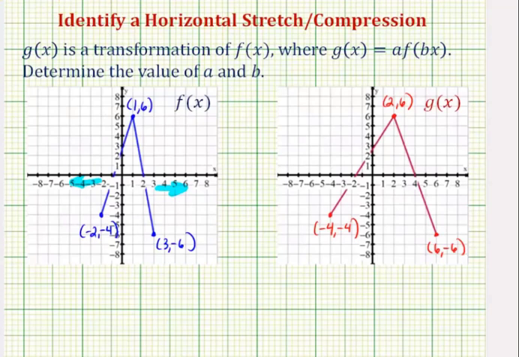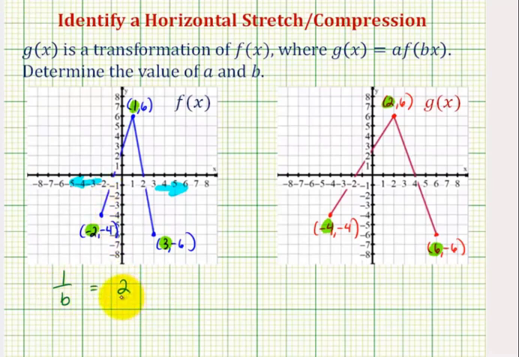if we take a look at the corresponding x values, notice how -2 times 2 is equal to -4, 1 times 2 is equal to 2, and 3 times 2 is equal to 6. That does not mean b equals 2. b is actually equal to the reciprocal of 2, or 1/2. So we could set up an equation as 1 divided by b equals 2 and solve for b, but it will be the reciprocal of 2, or 1/2.